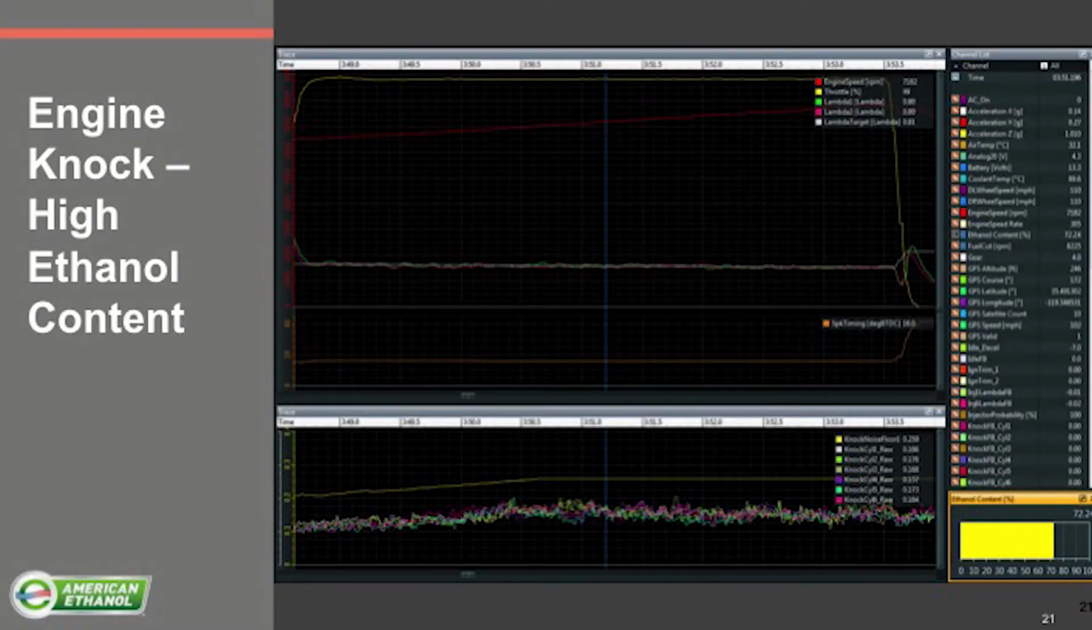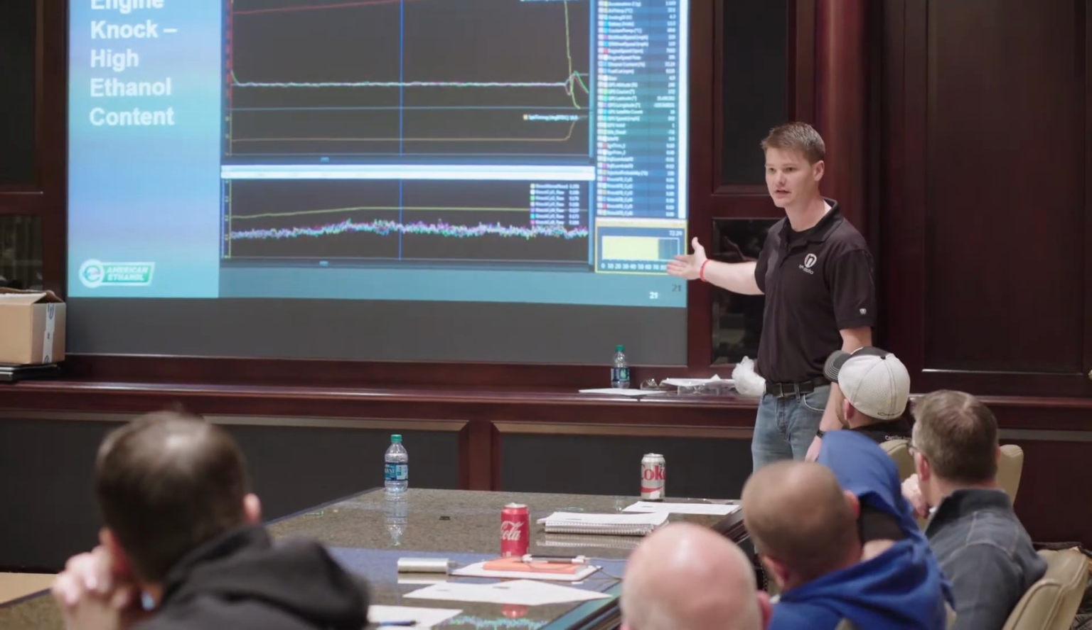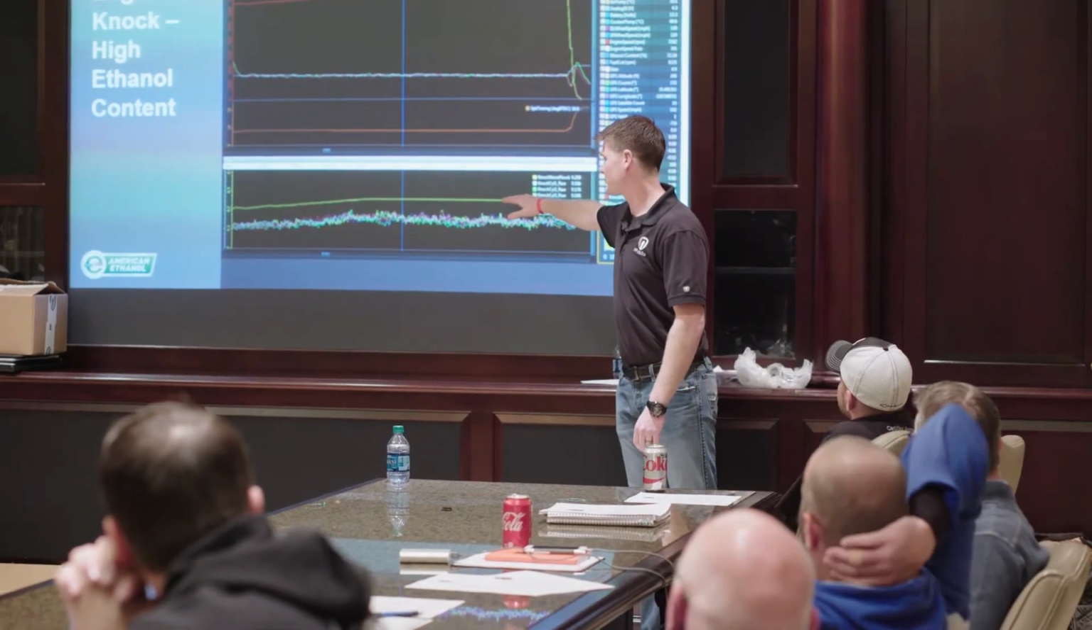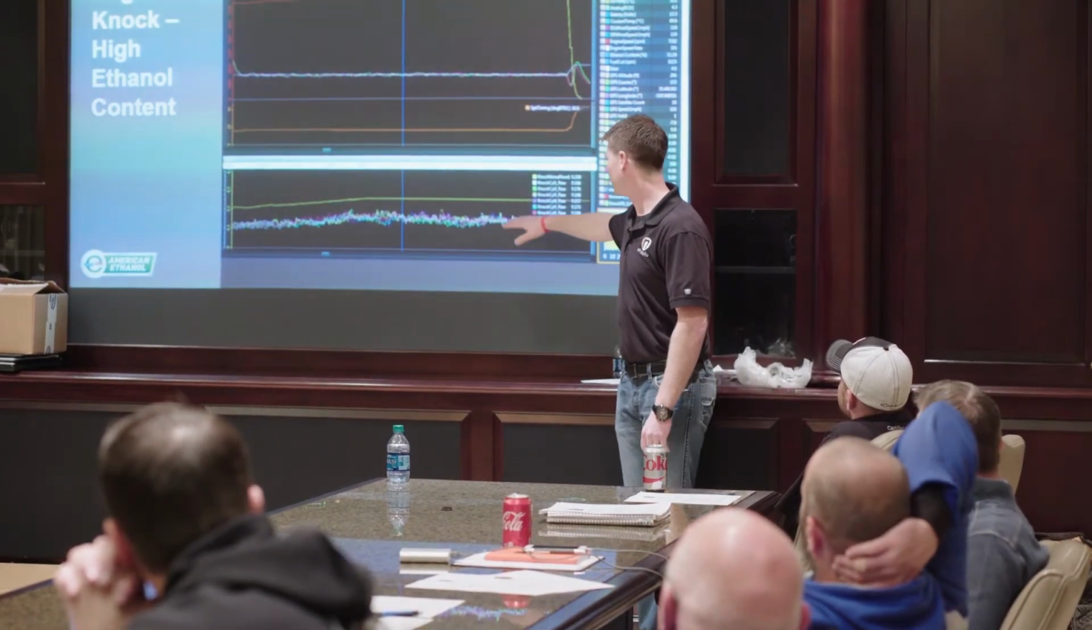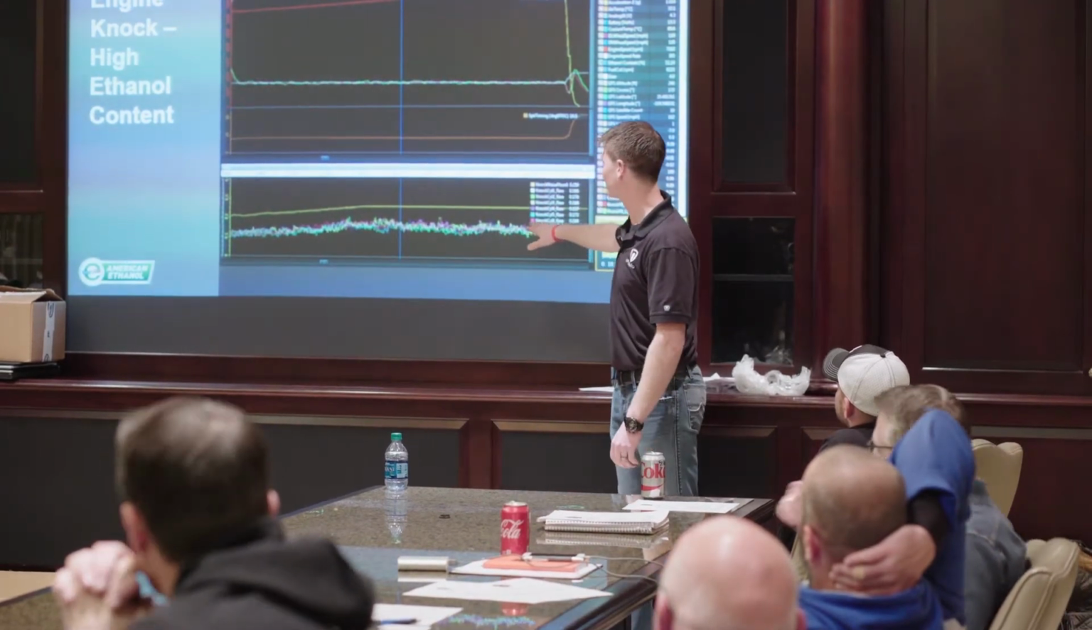Moving to the next slide here. Now our ethanol content is on this same engine at 72% ethanol content. Quite a bit of ethanol content at that point, but still below what you can get at a normal gas pump, even on E85 stations. This is the same established knock threshold on this engine, and you can see this frequency band of the cylinder counts of the knock sensor data.